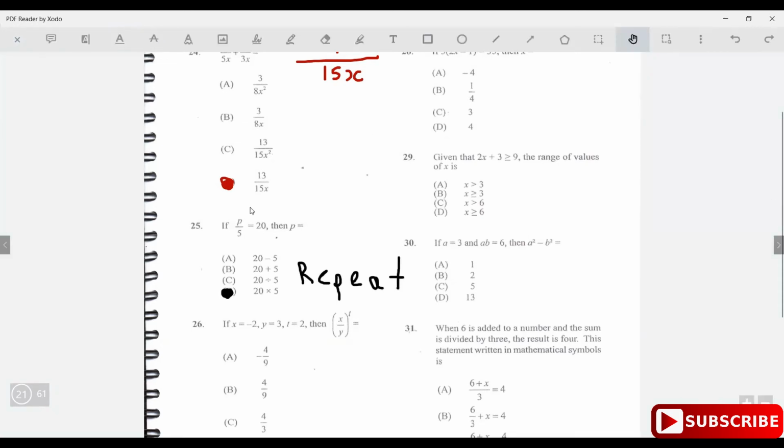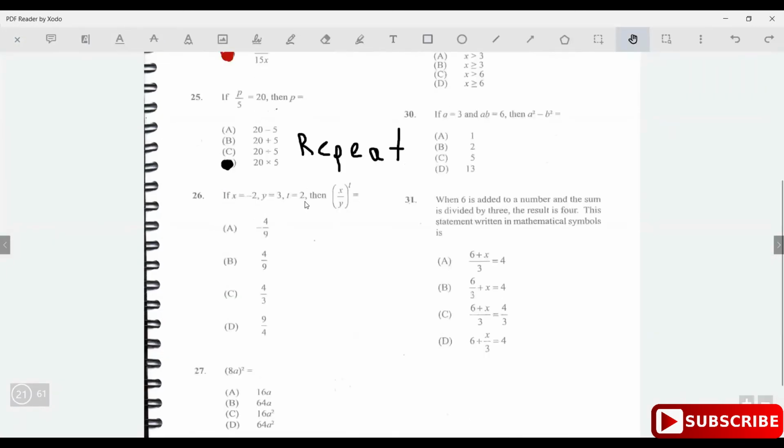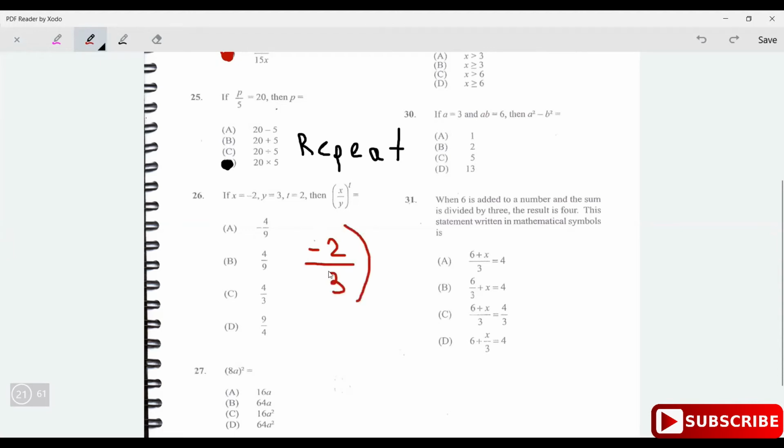If x is equal to -2, y equals 3, and t equals 2, what is x over y to the t? -2 over 3, raised to the t. t is 2. -2 squared is 4. 3 squared is 9, so it's 4 over 9. Easy question, option B, solved.